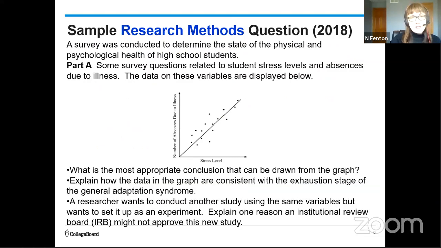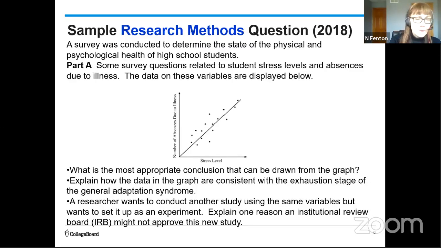This is what a research question might look like, and this is the research question from 2018. You can only fit Part A on the slide. Parts B and C are on the next slide. Those are a little bit less related to research methods. So I want to focus on looking at something like what you have here in Part A. So we have a survey that was conducted to determine the physical and psychological health of high school students. And what you have here is the scatter plot.